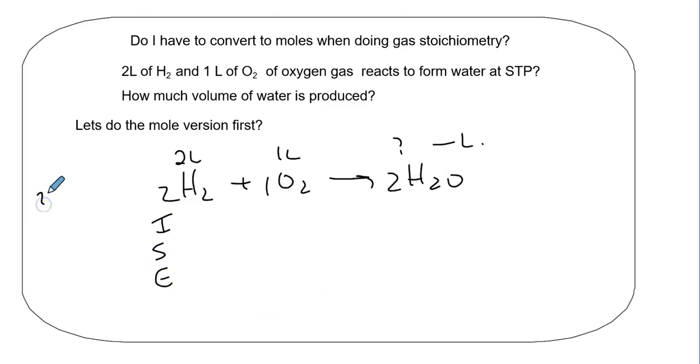So 2 liters, get rid of liters and go to moles. 1 mole is 22.4. So 2 divided by 22.4 equals 0.089. So this is going to be 0.089. And it's the same math for the other one, 1 liter. So 1 liter, 22.4 to 1, so half of that. 1 divided by 22.4 equals 0.044.